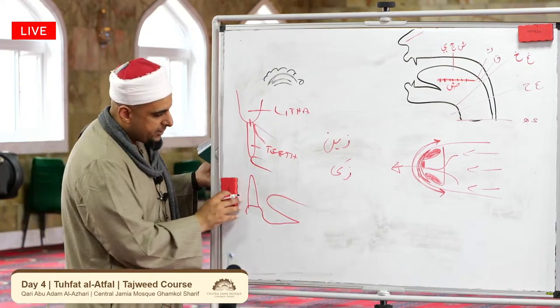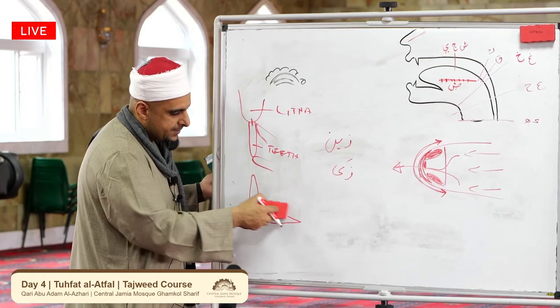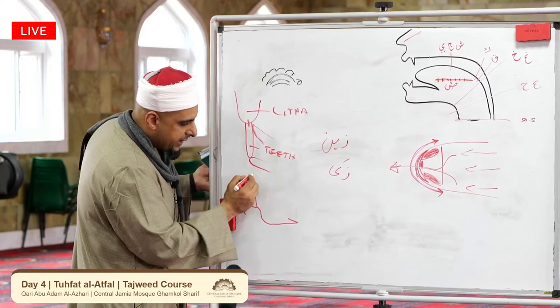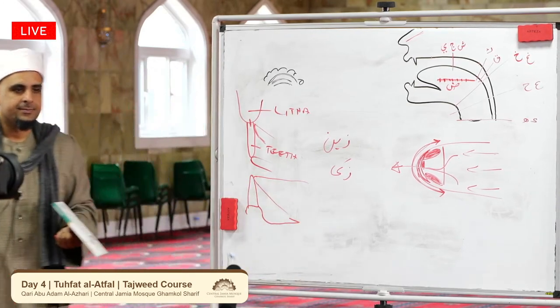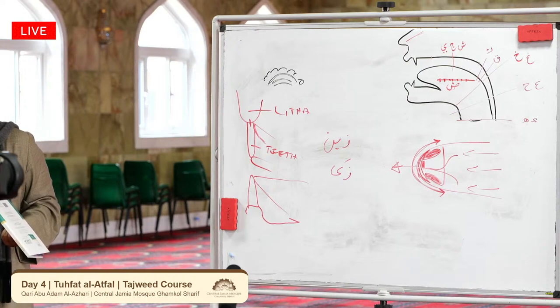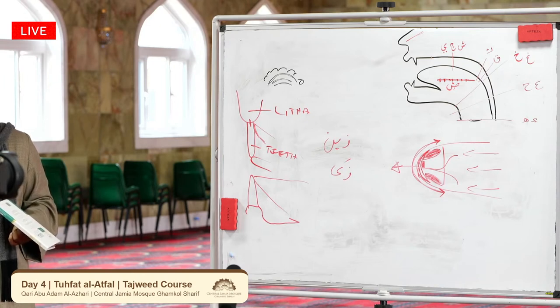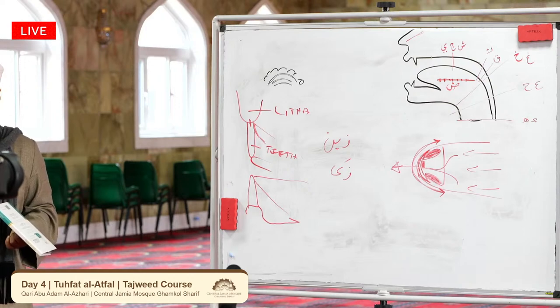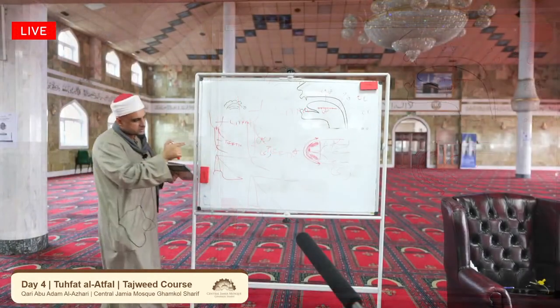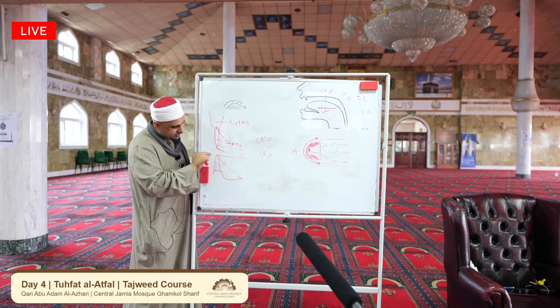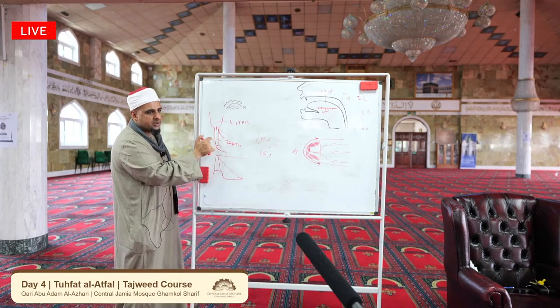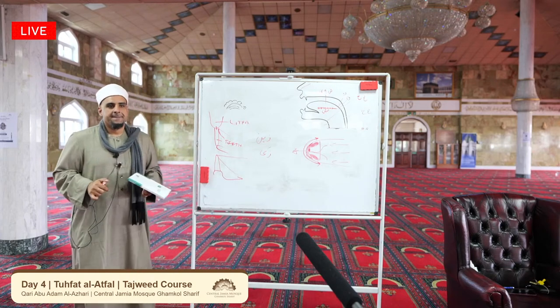So now what we're going to be doing in this scenario, we're going to keep our tongue in line with the lower teeth, not the upper teeth. Sa. So your teeth are closed, but the Ra's al-Lisan is in line with this, or just hovering around where this borderline is. It won't go to the upper thanaya ulya. Make sense?